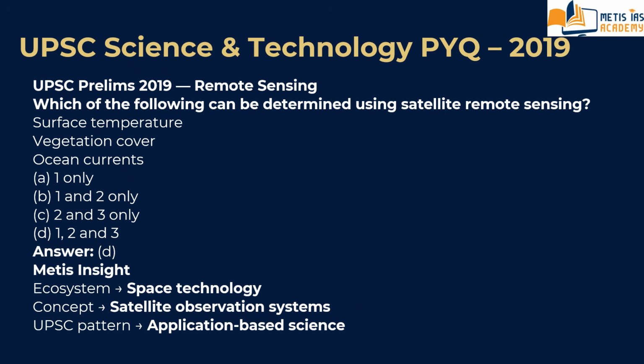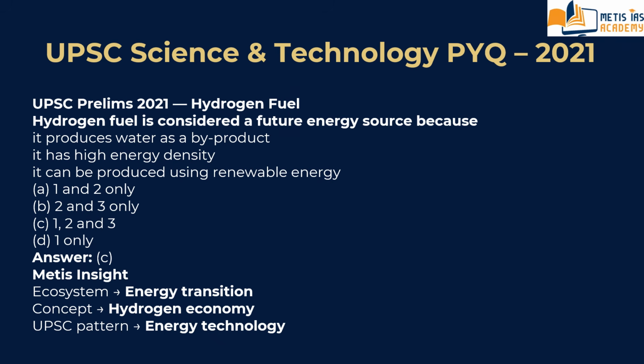Decision making under time pressure. 2021 question. Question on hydrogen fuel. Hydrogen fuel is considered a future energy source because... Answer is what? One only. It produces water as a byproduct. So, what is the ecosystem? Energy transition. What is the concept? Hydrogen economy. UPSC pattern: energy technology.